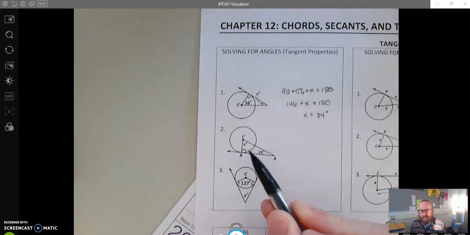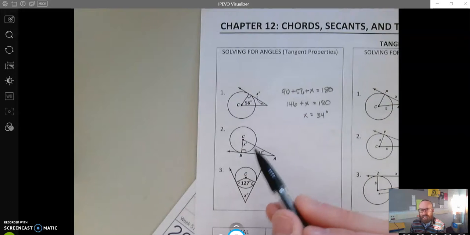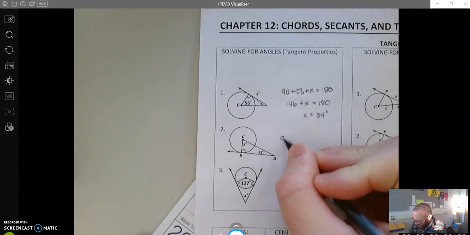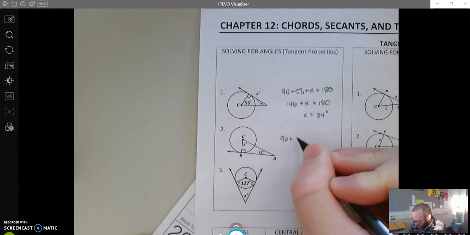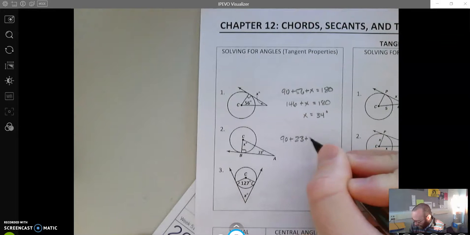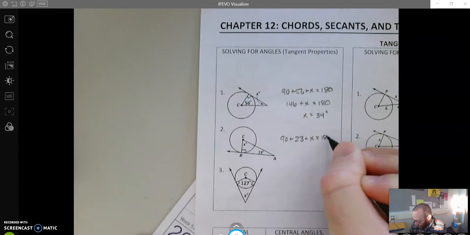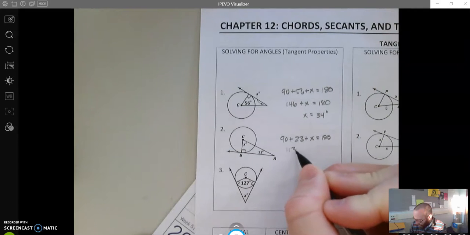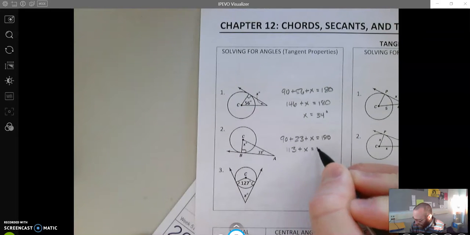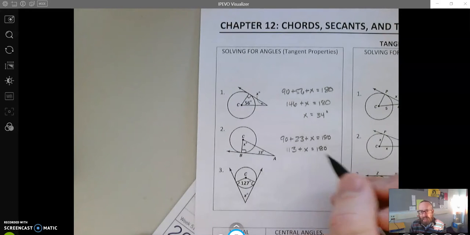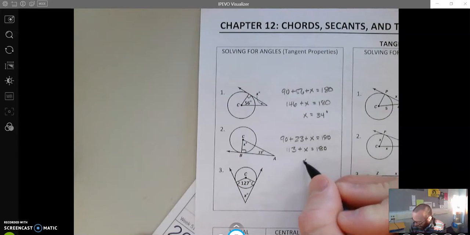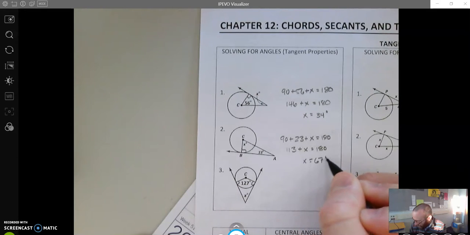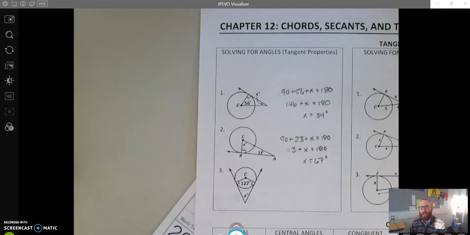This problem is very similar, except the x is inside of the triangle versus the outside. Nothing changes, still a triangle. We'll have 90 degrees plus this 23 plus x equals 180. So this was 113. And we subtract 113, and that gave us x equals 67 degrees. Okay? We know that with triangles, not a big deal.